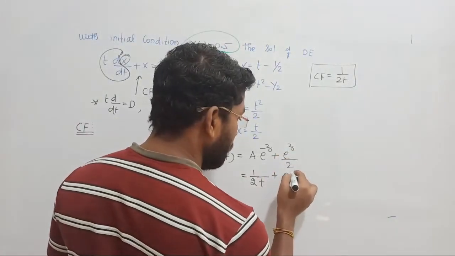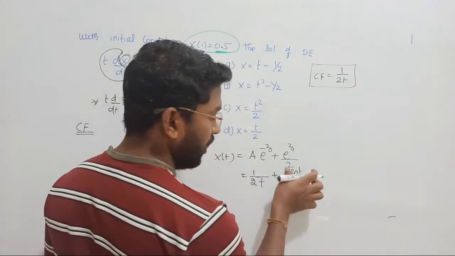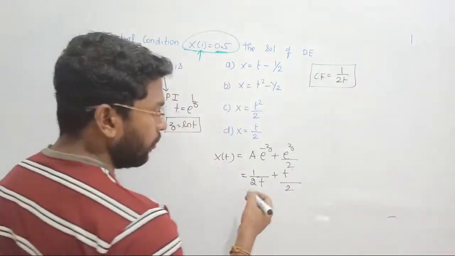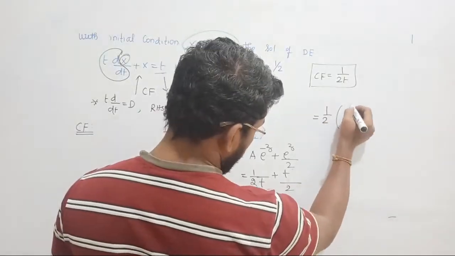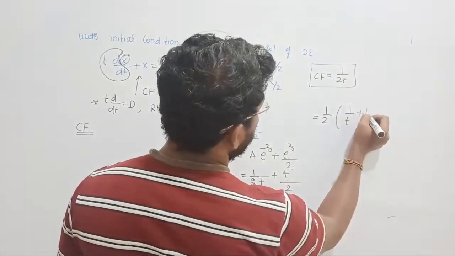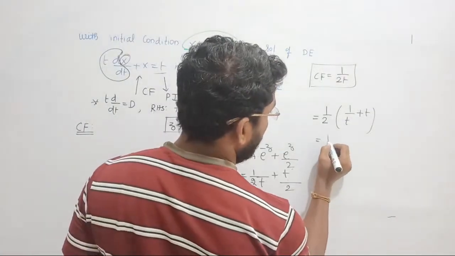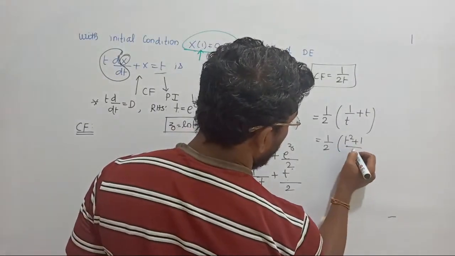e power ln t by 2. It can be written as t by 2 only, since e power ln t becomes t. So finally I got 1 by 2, you can take it out, and in the bracket I got 1 by t plus t. Is there any option like this? 1 by t plus t, if I take the cross product, it becomes t square plus 1 upon t.